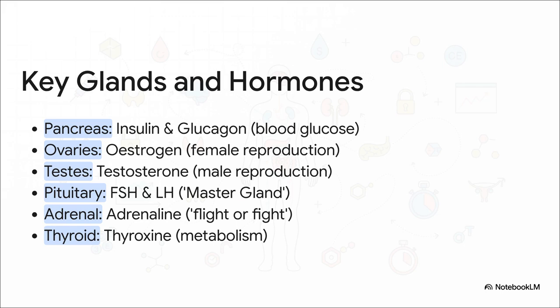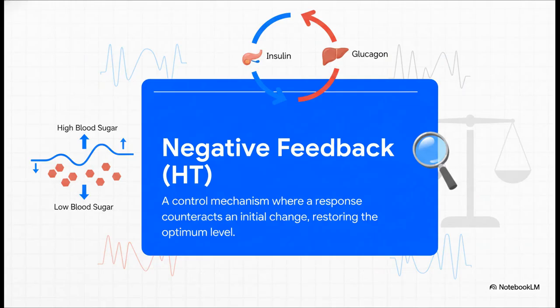It makes FSH and LH. Adrenal gland, adrenaline for fight or flight. And the thyroid, thyroxine for your metabolism. Got it? Good. And one last thing for higher tier, negative feedback.